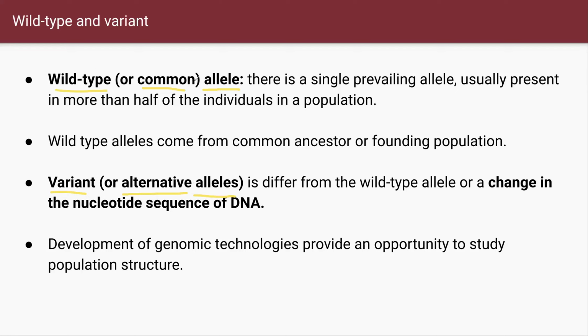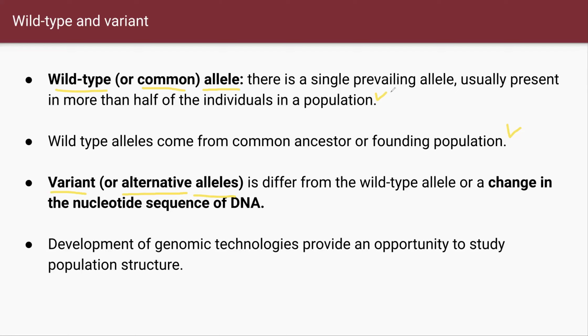So let's look at the wild type allele first. The definition is that there is a single prevailing allele usually present in more than half of the individuals in the population. And the wild type allele comes from a common ancestor or founding population. This is no doubt, this is so true. By definition this is true, but in the data, sometimes there's an exception.